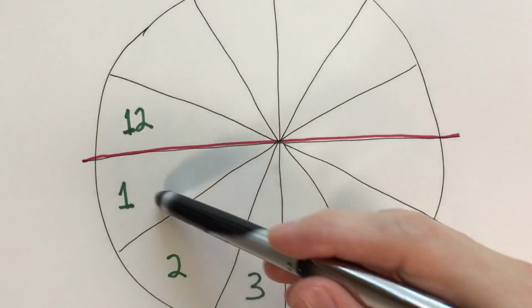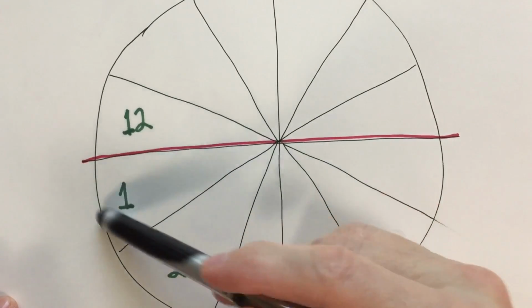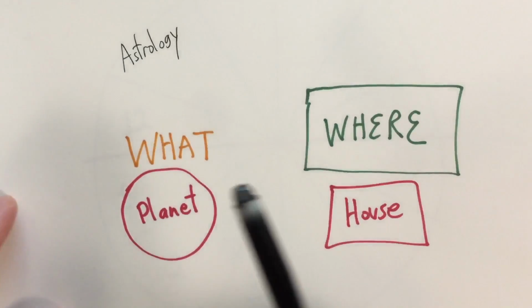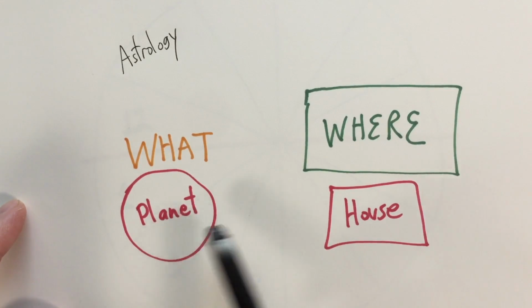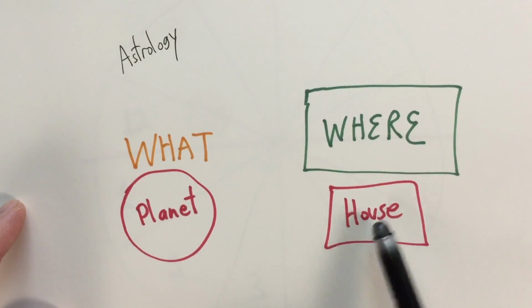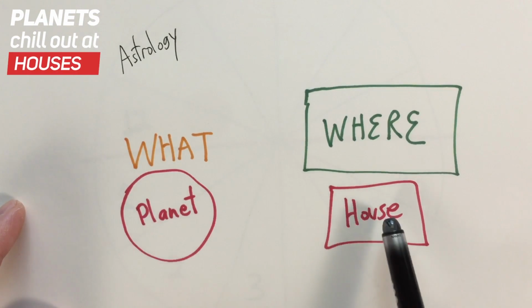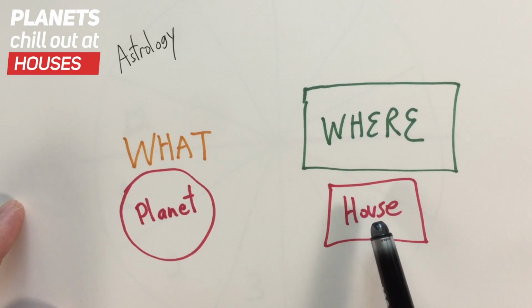So each house has a different thing associated with it. What happens in astrology is basically a planet is going to go chill out in a house, and that's going to give us our language. So the planet of communication will chill out at our siblings.